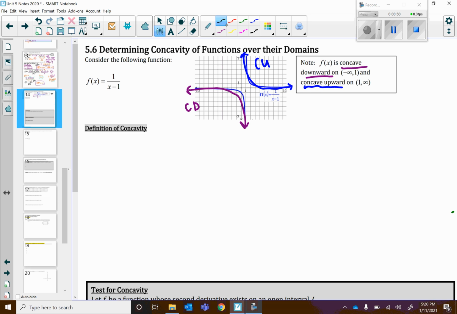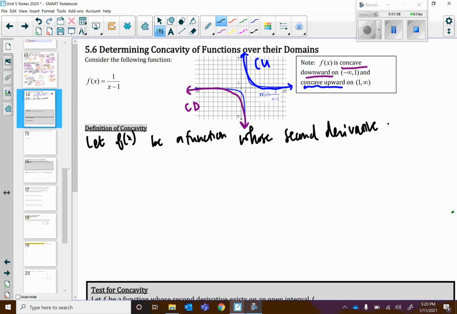So concavity, what does it mean to be concave up? I'm going to give you the calculus definition first. Let f of x be a function whose second derivative exists on an open interval I. We can say that the function f of x, this graph, is concave up.